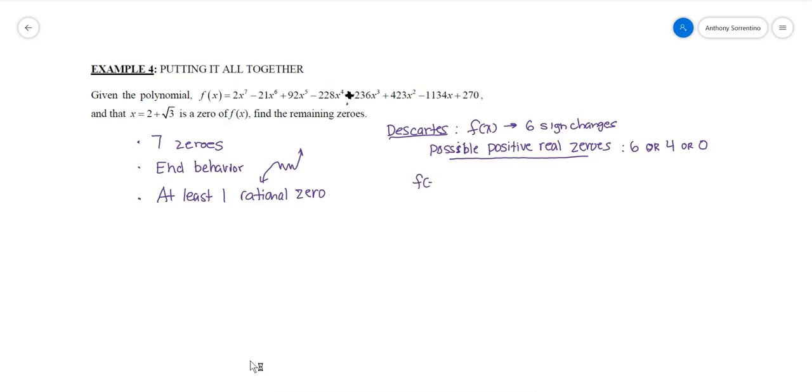f of negative x is basically going to be, this is a negative, this is a positive, that would still be negative, although all the odd ones are going to change sign. This is going to be negative, that's going to remain negative, that's going to be negative, that's going to be positive, that's going to become positive, that's going to stay positive. So basically I'm going to have one sign change. Now if you want to verify and plug the negative x in and make sure of that, but it has one sign change, which means I'm going to have one possible negative real zero.